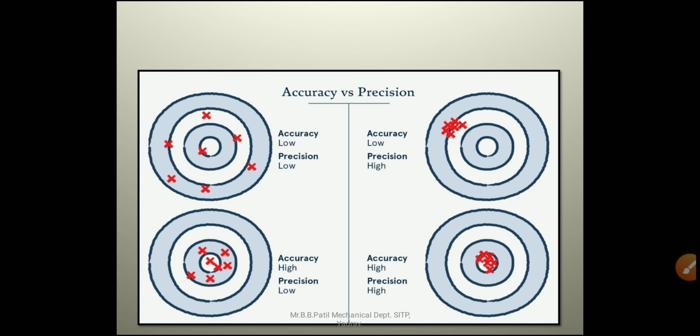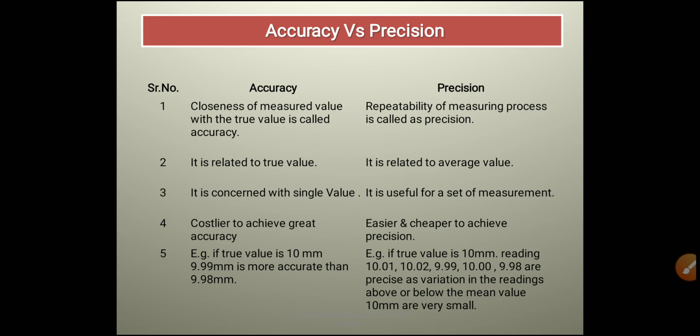So let us see the basic differences between accuracy and precision. Closeness of the measured value with the true value is called accuracy. Repeatability of the measuring process is called precision. Second difference: accuracy is related to the true value, precision is related to the average value. Accuracy is concerned with a single value. Precision is useful for a set of measurements. It is costlier to achieve great accuracy, but easier and cheaper to achieve precision.